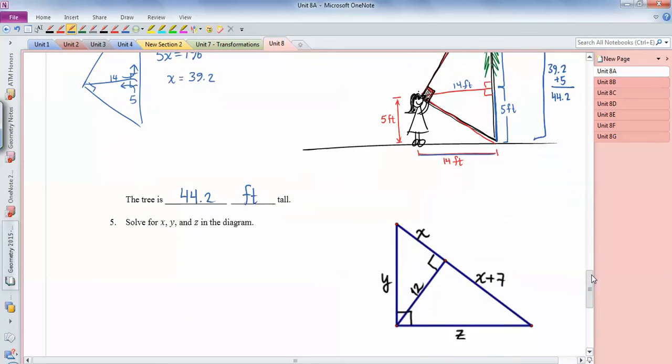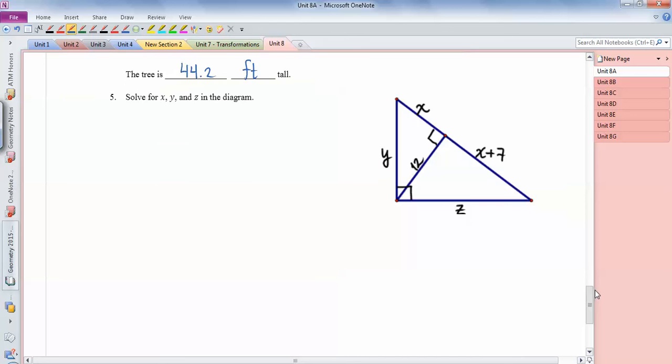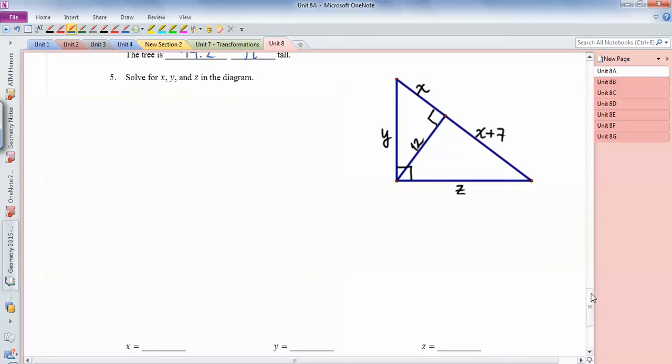Let's keep going here. Solve for x, y, and z in this diagram. Okay, well, it's another big right triangle chopped from the right angle into two smaller right triangles. That means that we can use some ratios that we've set up before. And one of the ratios, if we did the up-down theorem, would be x over 12 equals 12 over x plus 7. You're always going from that main hypotenuse, by the way. So x over 12 equals 12 over x plus 7.